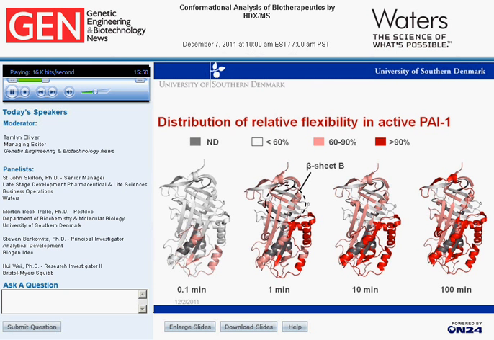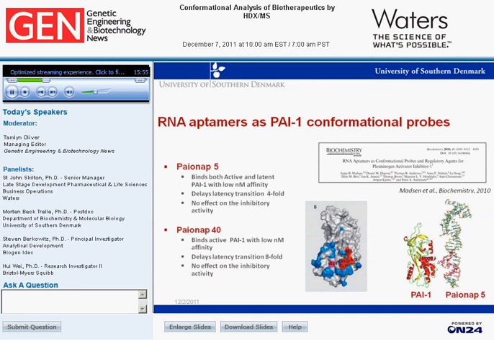These RNA aptamers against PAI-1 were developed by Peter Andreasen, our collaborator from Aarhus University in Denmark, and his team a few years back, and that was published in Biochemistry in 2010. They developed two RNA aptamers named PioNAP5 and PioNAP40. Both bind the active form of PAI-1 with low nanomolar affinity, and they also both delay the latency transition. PioNAP5 delays the latency transition by 4-fold, and PioNAP40 delays it by 8-fold. Importantly, none of them actually affected the inhibitory activity of the serpin.